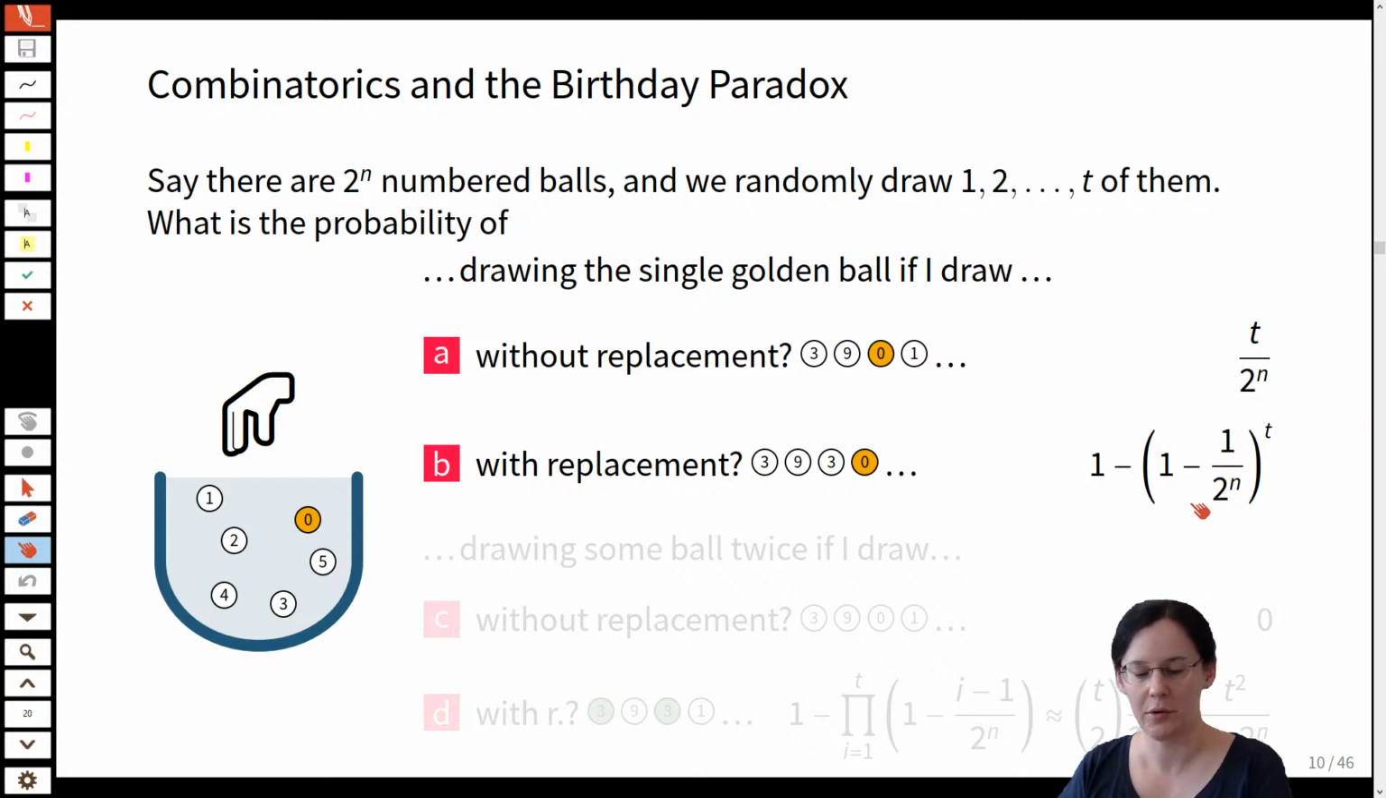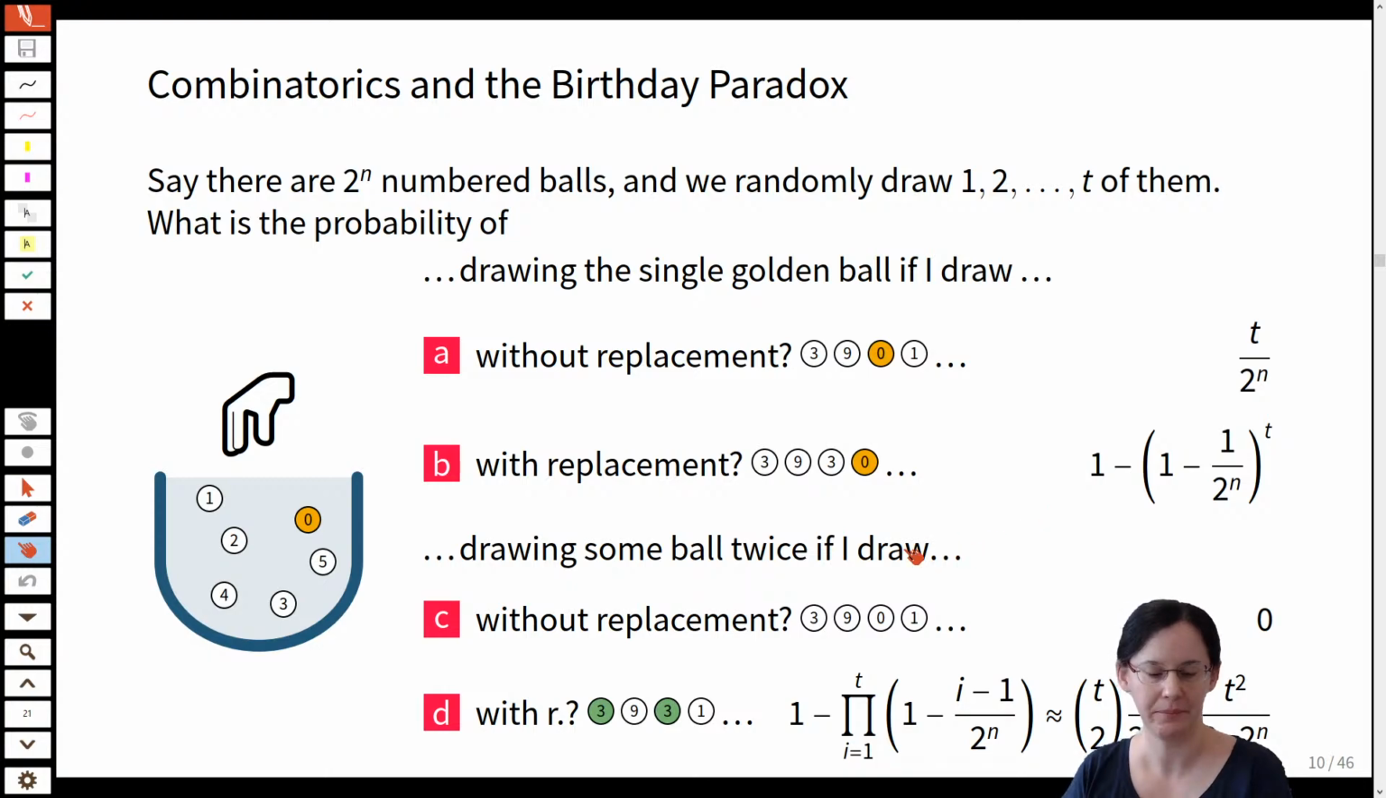And now let's look at the probability that one of the balls we pick is not the golden ball. Well, the probability that it is the golden one is 1 divided by 2 to the n. And the probability that our ball is not the golden one is 1 minus that. So this is the overall expression that we get. Okay, so much for searching for golden balls. Let's now have a look at a different experiment. Namely, I'm interested in the probability that I draw the same ball twice.